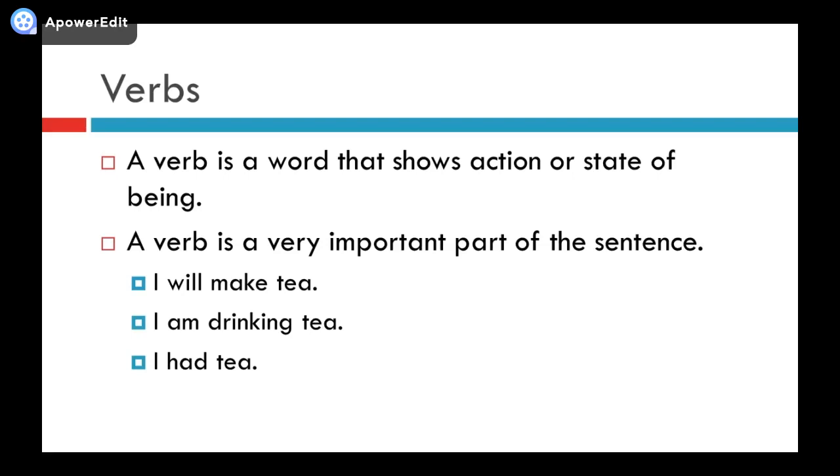And I had tea. So had is what? Past tense. And I had tea. So it is telling you that the action is done. Correct? Okay. So verbs show action or state of being, and they are the most important part of the sentence. Okay.